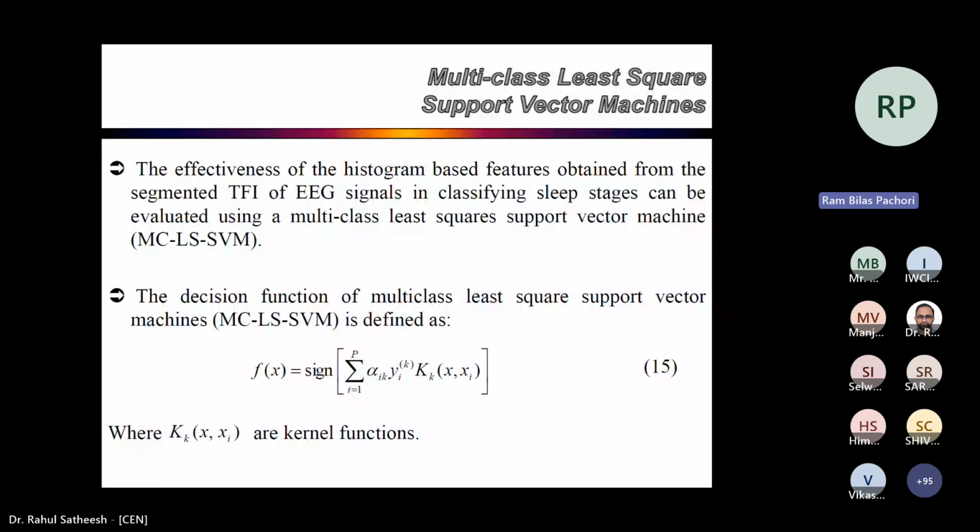So the multi-class least squares support vector machine has been used to classify these multiple classes, and the decision function of the multi-class least squares support vector machine is provided in equation 15. Here you can see that the kernel is also used in the multi-class classifier. Different values of k give you different kernels for the classification purpose. Next slide please.